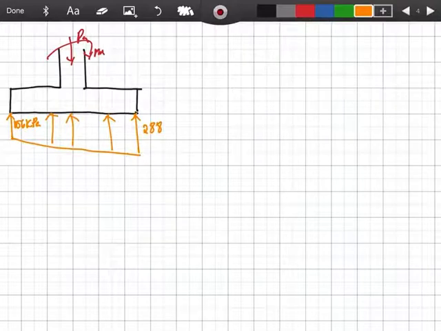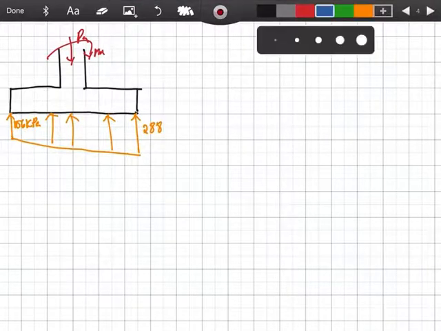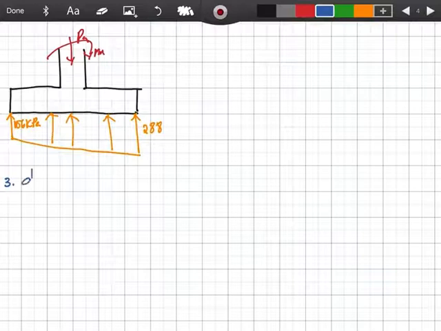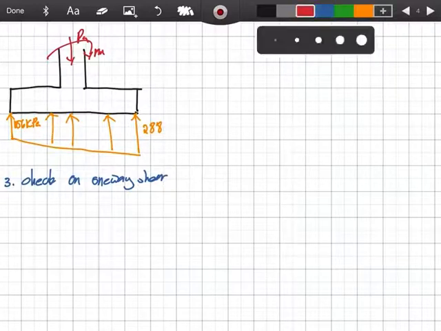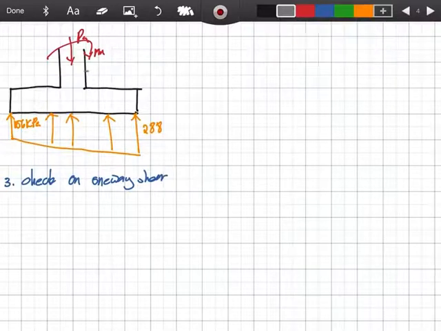Okay, so next step natin is check on one-way shear. On one-way shear, asan ang critical section? Ang critical section sa one-way shear ay d distance from the face of the column. So, asan ang d distance? Ang d distance ay 400. So, ito yung critical, this is d na 400 mm.